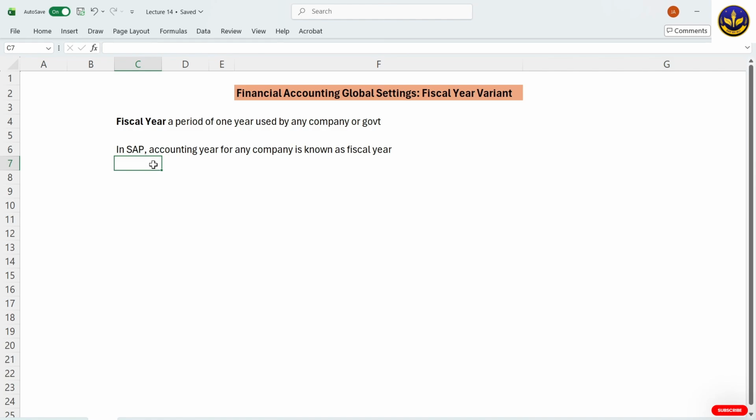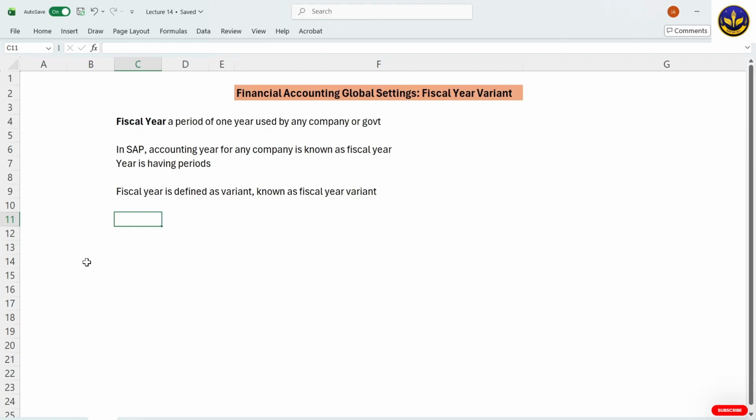So in SAP a year has periods, and these are not named by the months in a year. Another thing you have to remember is that the fiscal year is defined in SAP as a variant. So fiscal year is defined as a variant, and that is why it is known as fiscal year variant. That is the reason we call it the fiscal year variant in SAP.